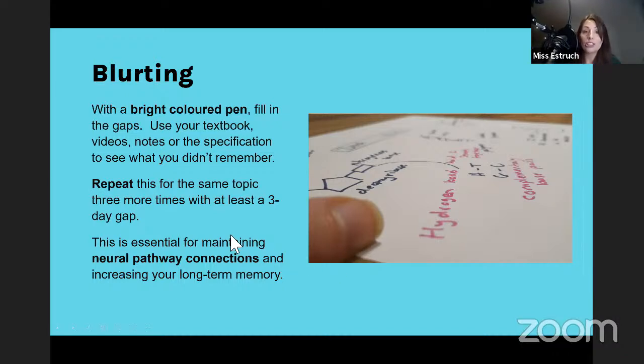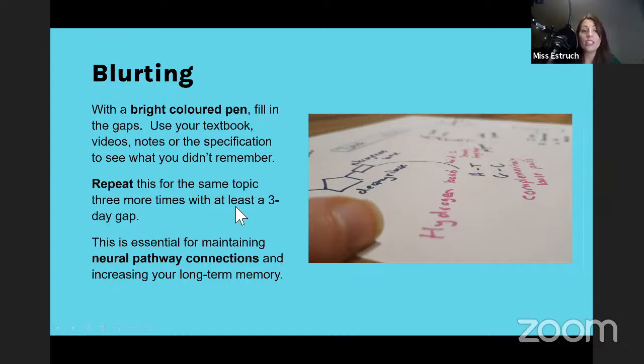Now, the essential part to blurting is you have to repeat it for the same topic at least 2 or 3 times, because the point is the more times you are testing to see what you remember, the more you will remember, because every time you're thinking about that fact, you are strengthening the neural pathway. So you're making that long-term memory.